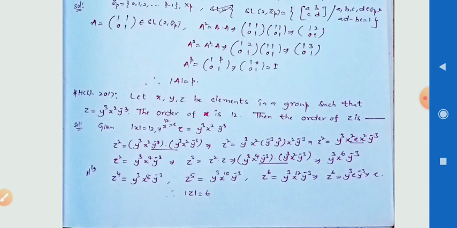And in z power 6, the order of x is equal to 12, which means x power 12 value is e. Substituting x power 12 equal to e, we get z power 6 is equal to y cube e into y power minus 3, that becomes e, and y cube into y power minus 3 also becomes e. Therefore the order of z is equal to 6.